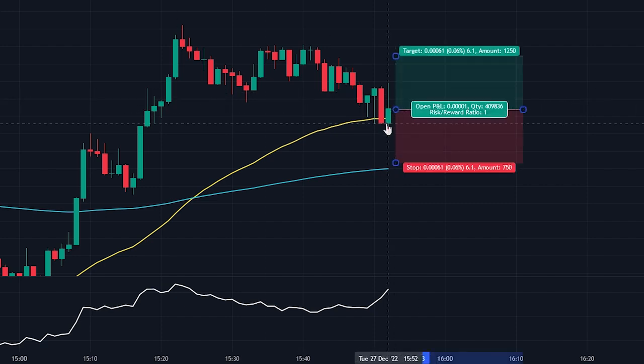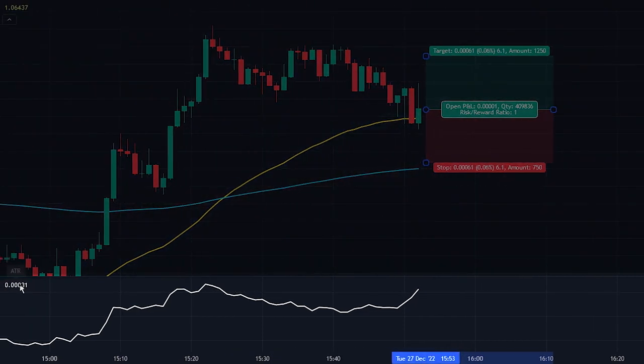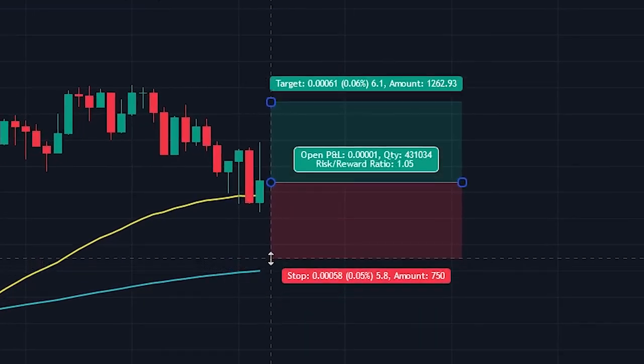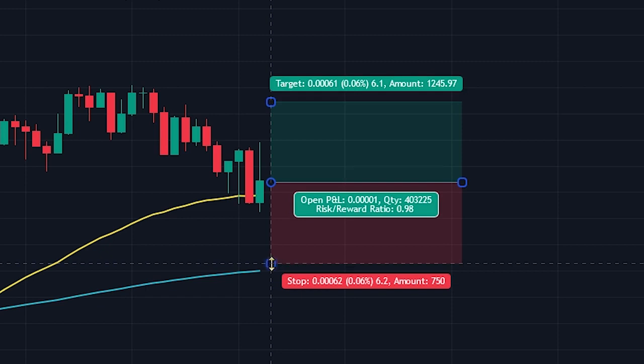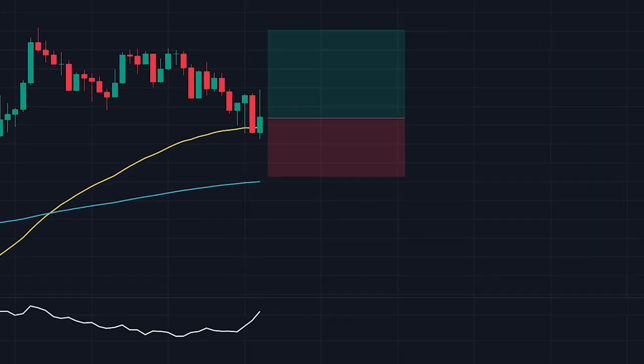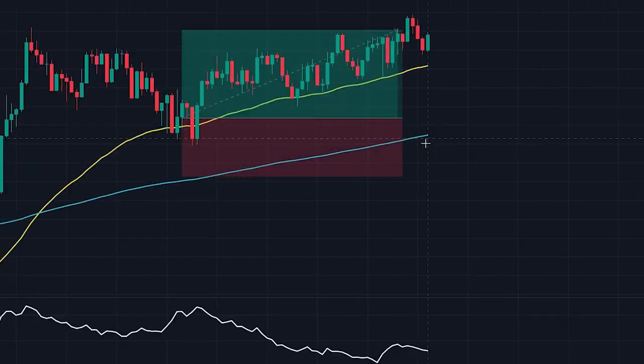For the stop-loss, we will need to take a look at the ATR indicator. We see that the current ATR value is 31. This means that our stop-loss value will be 62. For the take profit, we will target a 1.5 times risk-to-reward ratio. Now let's see how the trade plays out. As you can see, the trade was very profitable.